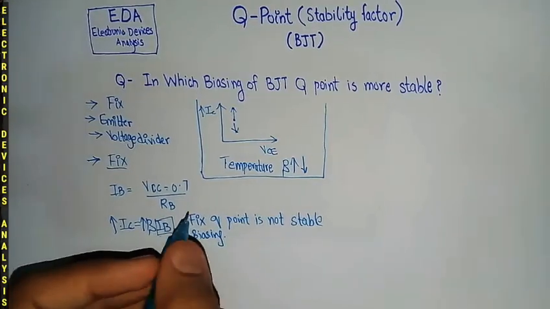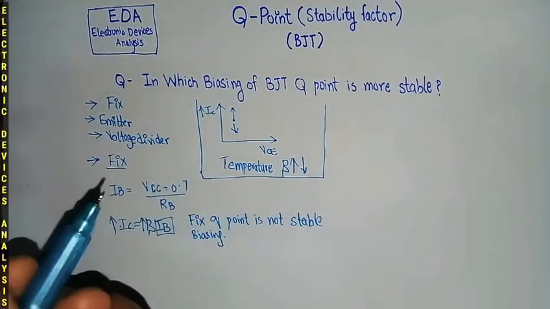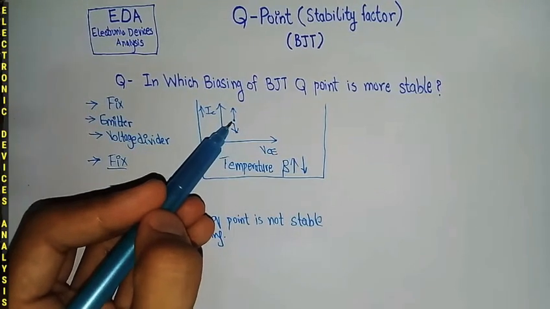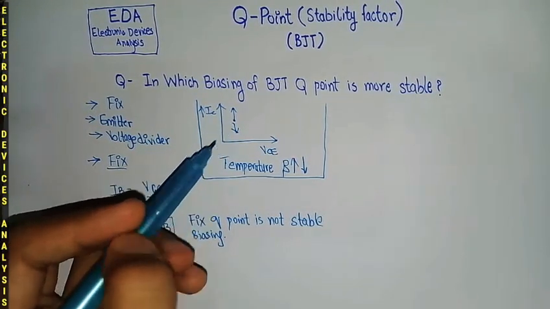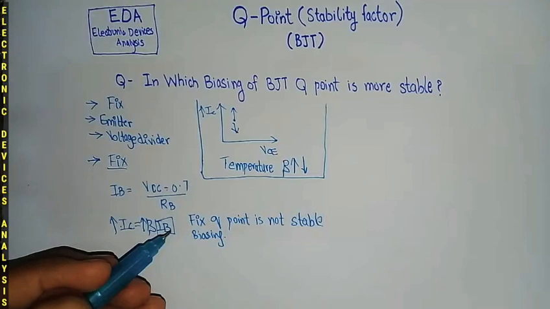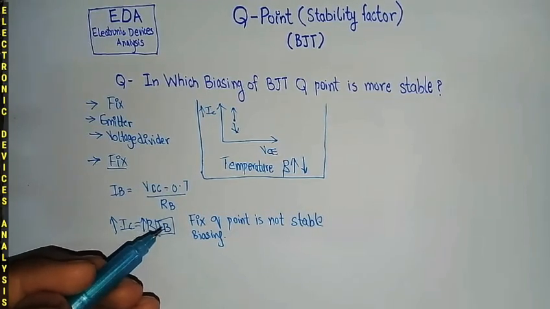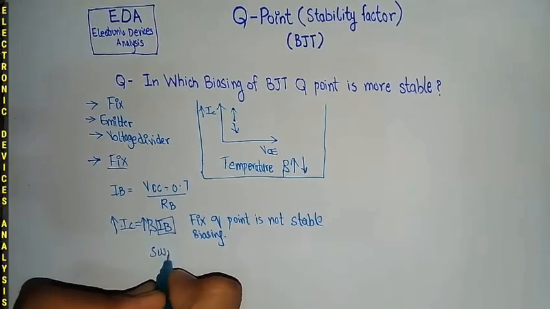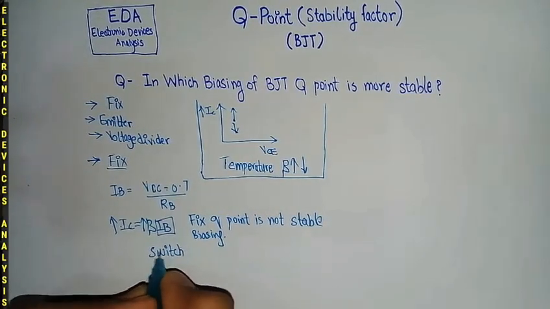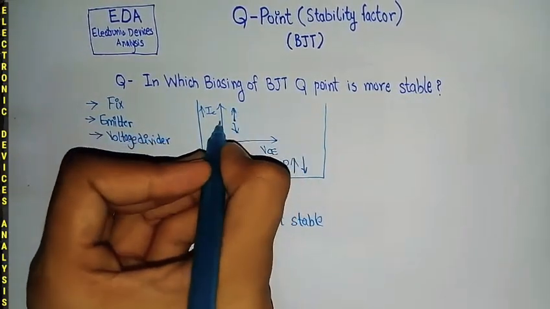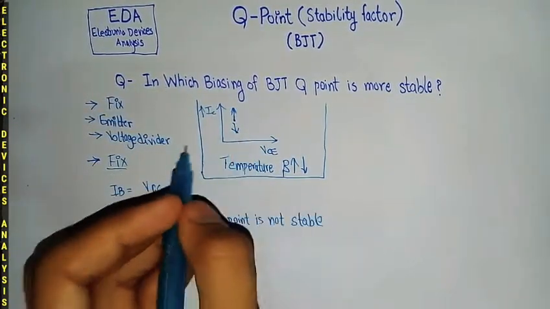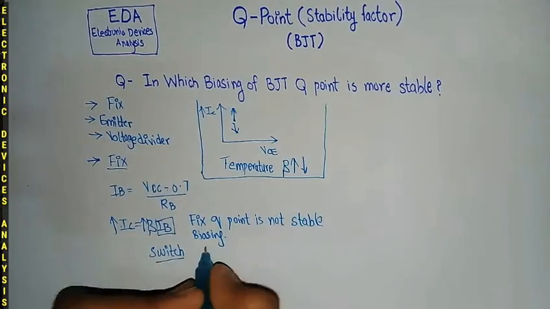So therefore the fixed biasing is not used as an amplifier, because if the Q point is stable, then your transistor will be used as an amplifier. So therefore the Q point is not stable over there, so it will not be used as an amplifier. It will be used as a switch, because it has an extreme value along the y-axis and it has an extreme value along the x-axis. So therefore it will be used as a switch, 1 or 0.